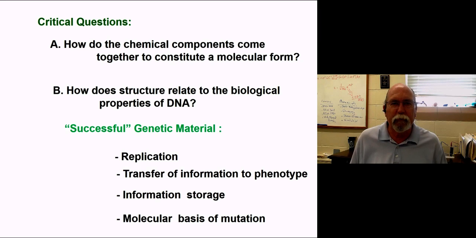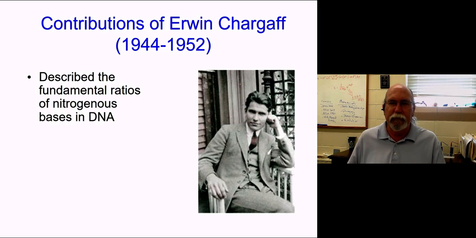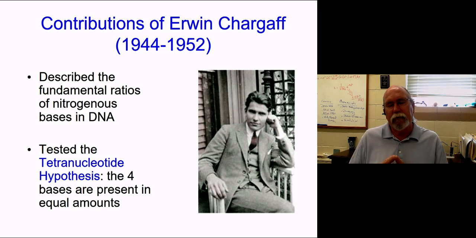Now, starting with the first part, with this idea of how it's all put together, we'll look at Irwin Chargaff. Irwin Chargaff did lots of things over a long period of time, but during this period, about 1944 to 52, he was able to extract some really fundamental information. He was able to isolate some good quality DNA from a number of organisms, and he described the various ratios of ATGC in DNA in these organisms. Now, he was doing this for several reasons. One, just to figure out what was there, but also he was trying to test what was known as the tetranucleotide hypothesis.